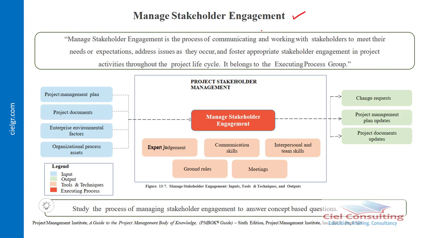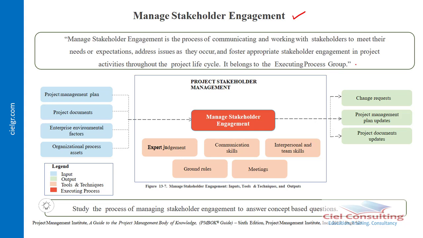So this is an executing process. So if you remember in the last slide, we planned how we're going to engage our stakeholders. So this is now where we begin to engage our stakeholders, and that's what happens during the manage stakeholder engagement. So that's why we said that this is the process of communicating and working with stakeholders to meet their needs or expectations, address issues as they occur, and foster appropriate stakeholder engagement in project activities throughout the project life cycle.